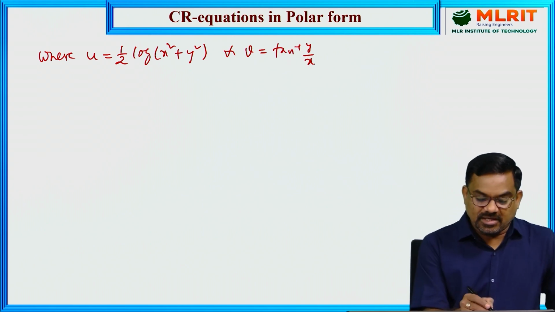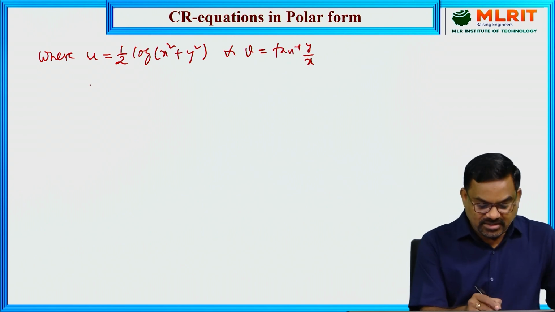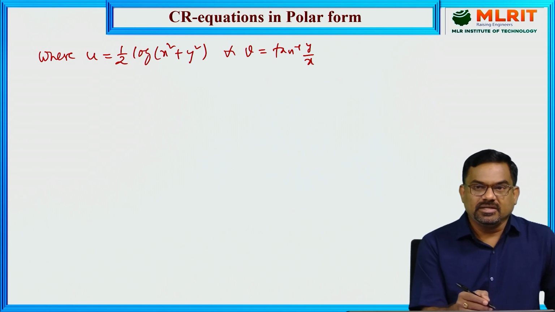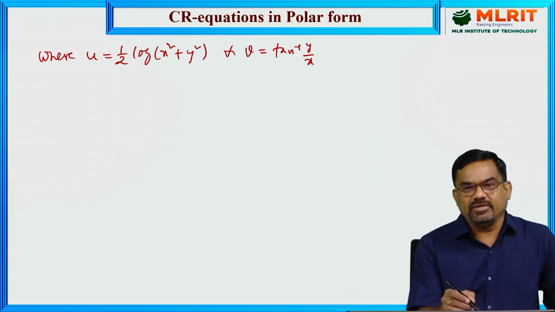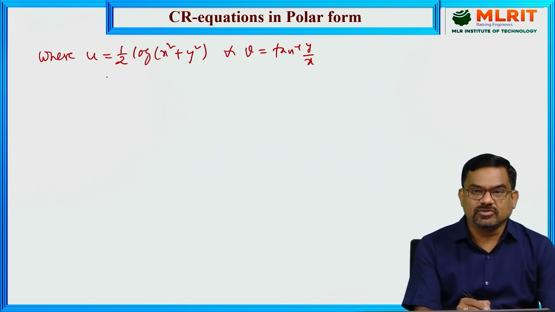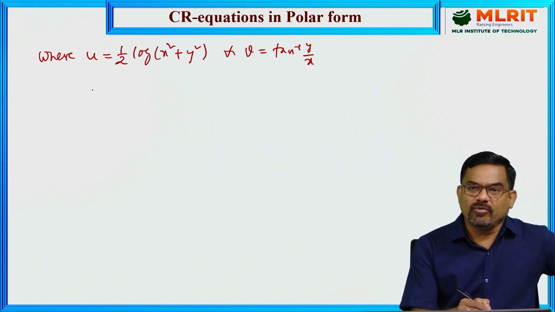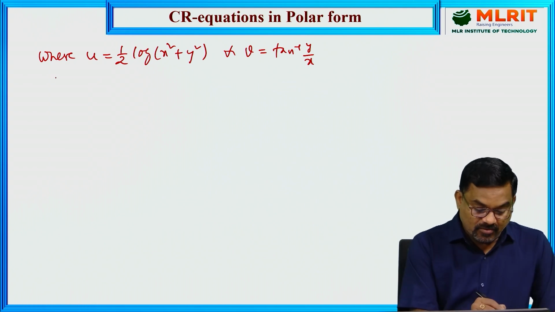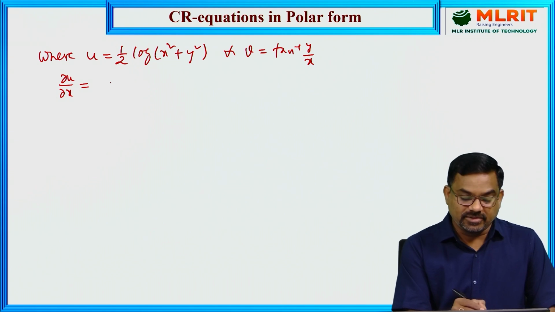Now let us check, since the equations are converted into Cartesian form, we can cross check the CR equations in Cartesian form itself. So let us find ∂u/∂x, ∂v/∂x, ∂u/∂y and ∂v/∂y, all the first order partial derivatives. Now ∂u/∂x, partially with respect to x.